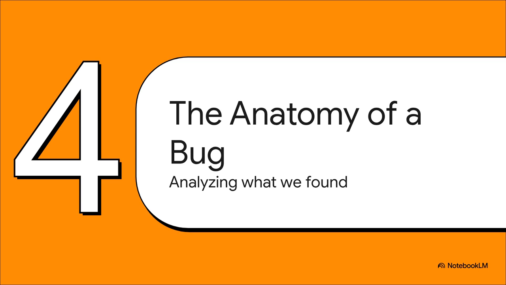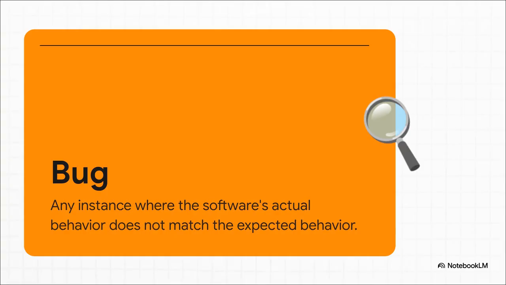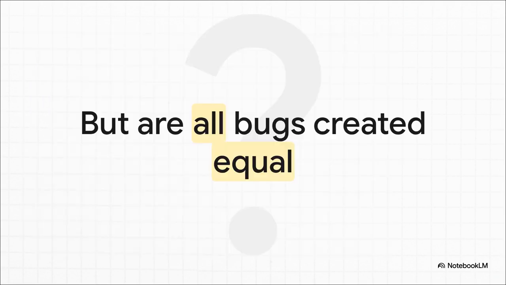So what in the world have we actually found? You know, the definition is actually incredibly simple. A bug is just any time the software's actual behavior doesn't match the expected behavior. That's it. It could be a massive system-wide crash, or it could be a single comma in the wrong place. If it wasn't supposed to happen, congratulations. It's a bug.